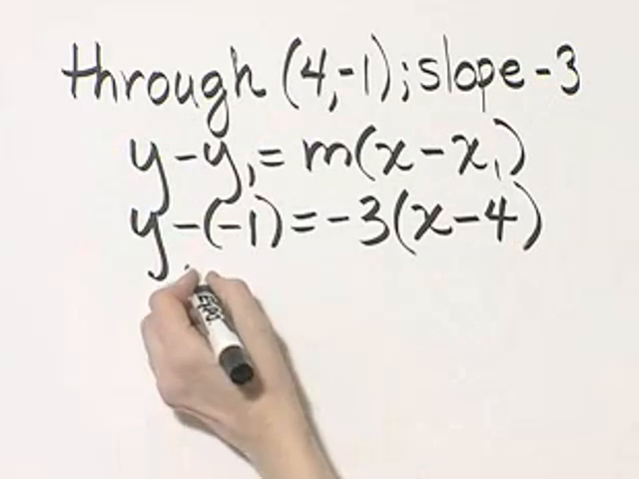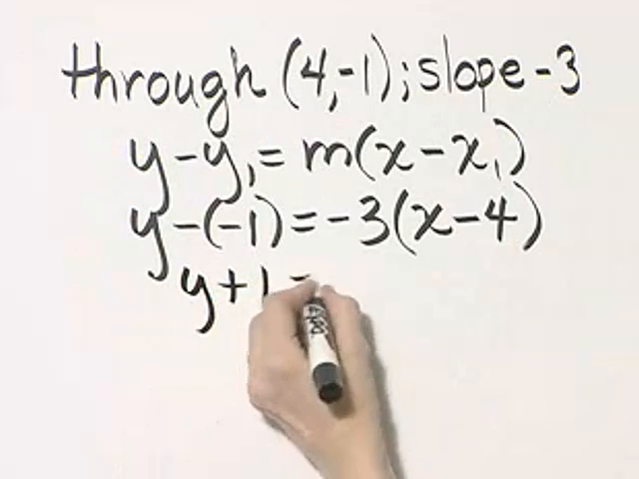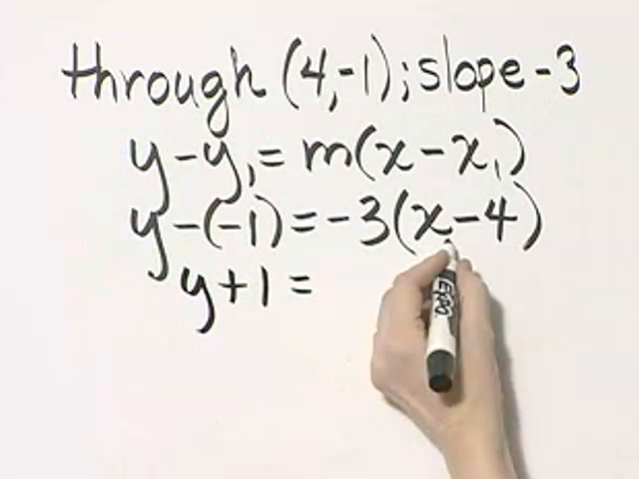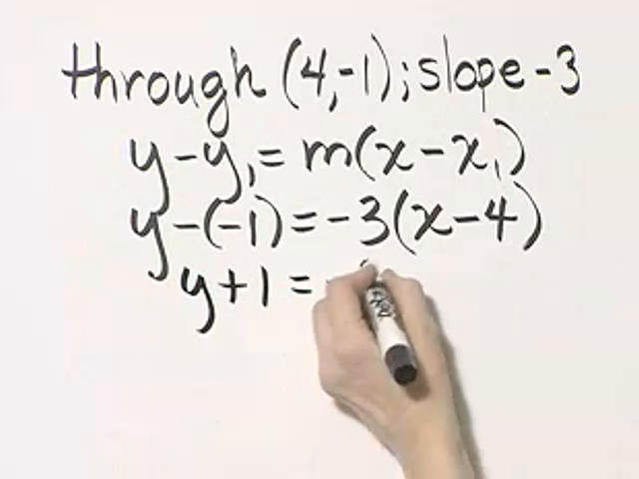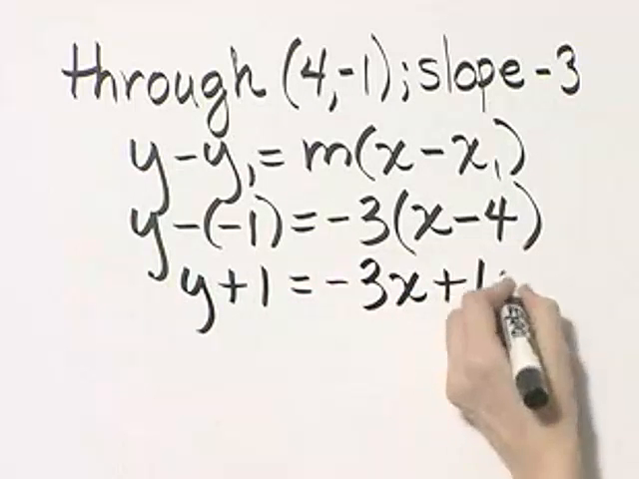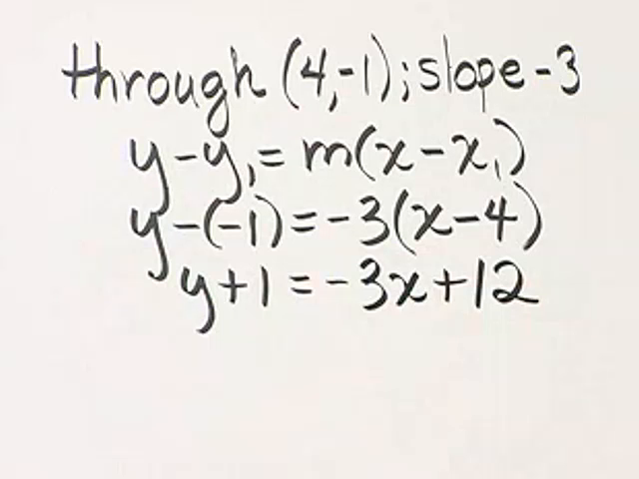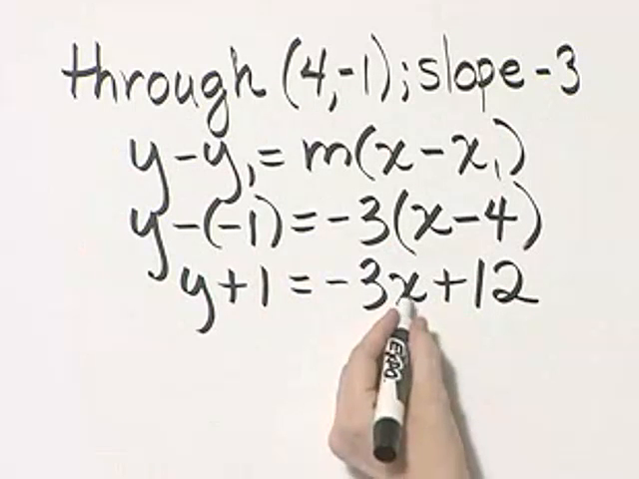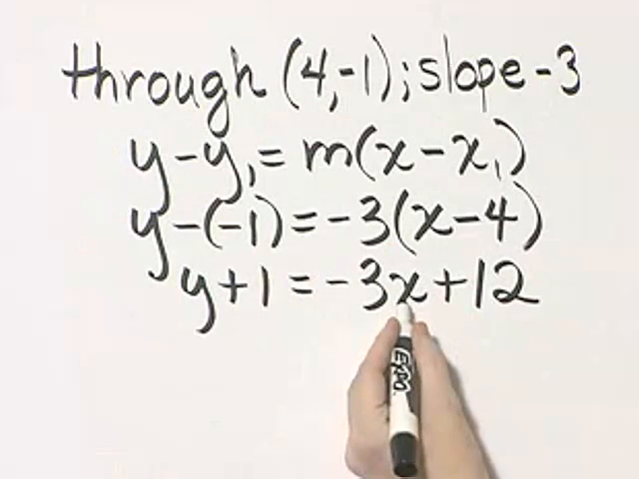So let's simplify. That's y plus 1 is equal to, now I'm using the distributive property, that would be -3x, and -3 times -4, that's +12, so I'll write plus 12. Remember standard form, x and y terms are on one side of the equation and constants on the other. So I'll take a step and I will add 3x to both sides.